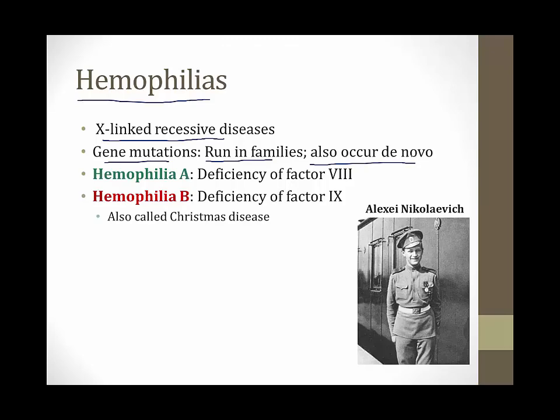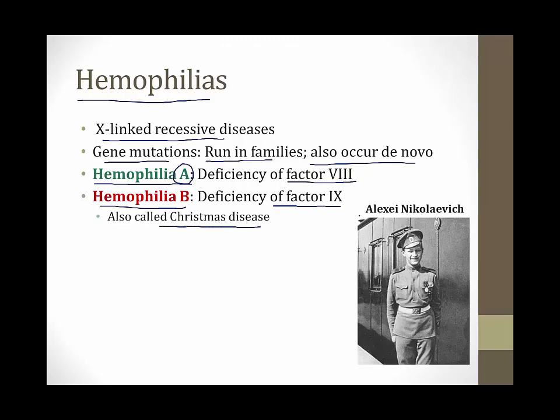There are two common hemophilias. The first one's called hemophilia A. It's a deficiency of factor 8, and I've always thought of hemophilia A as hemophilia 8, just to keep that straight. The second hemophilia is less common. It's called hemophilia B, and that's a deficiency of factor 9. This is also sometimes called Christmas disease.